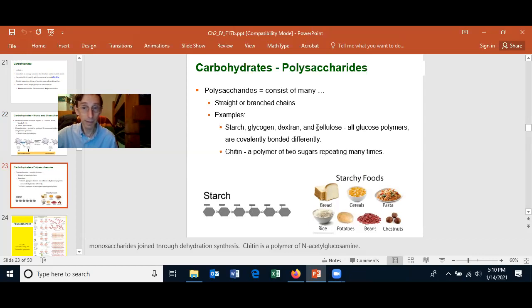There are some other polysaccharides. We'll only talk a little bit about cellulose. All of these examples are glucose bonded together, but they're bonded together in different ways.